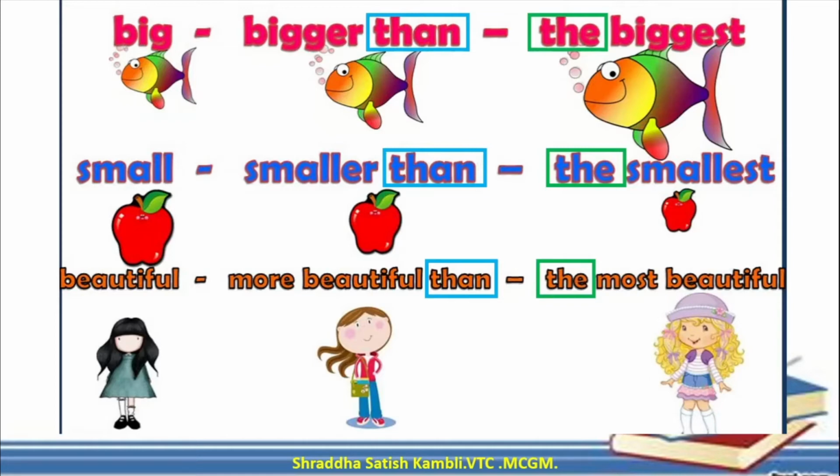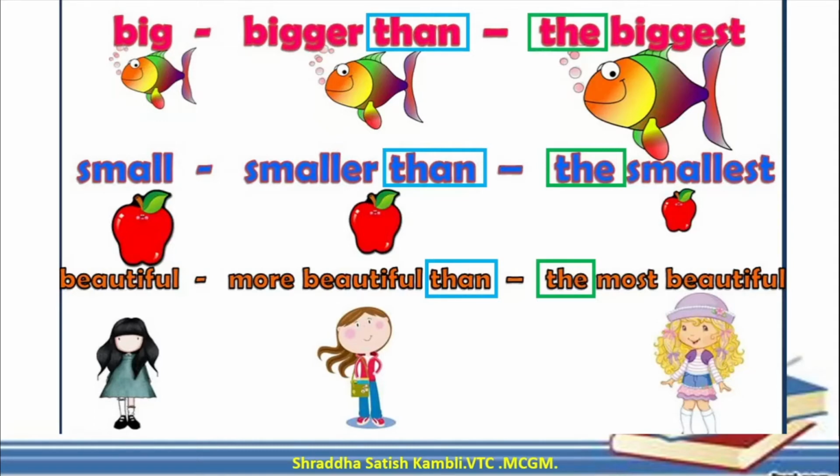Now the third one, children, is a slightly different one compared to the first two. Why? In the first one you added er after big and small. Okay, and you also added est. But in the third example, instead of adding er and est, you've added more and most.